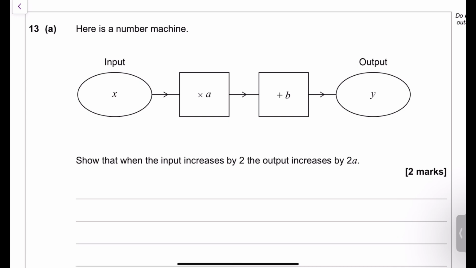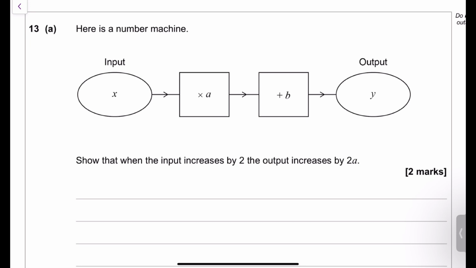Function machines. Waste of time. Right, here is a number machine. You've got an input. You fire x in. It gets multiplied by a, and then you add b and you get y. Show that when the input increases by 2, the output increases by 2a.